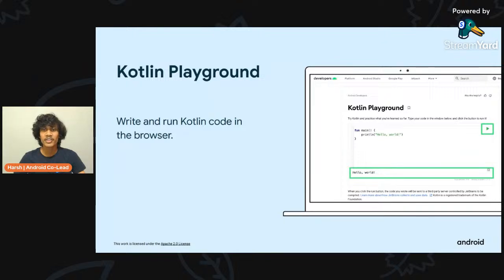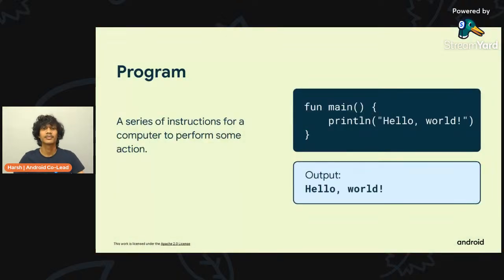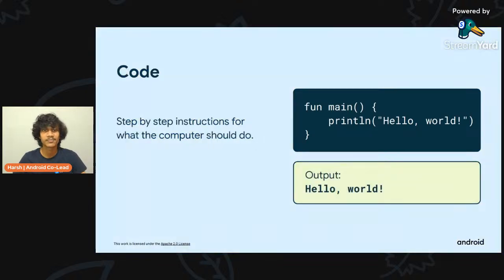We'll show you a few important concepts that you'll learn in this pathway. We'll go through a short code demo, creative programming Kotlin. In Kotlin Playground, you will learn to explore and modify simple programs in Kotlin. You can think of a program as a series of instructions for a computer or mobile device to perform some action. In this program, the action is printing hello world. The step-by-step instruction for what the computer should do is code. When you modify the code in the program, the output can change.